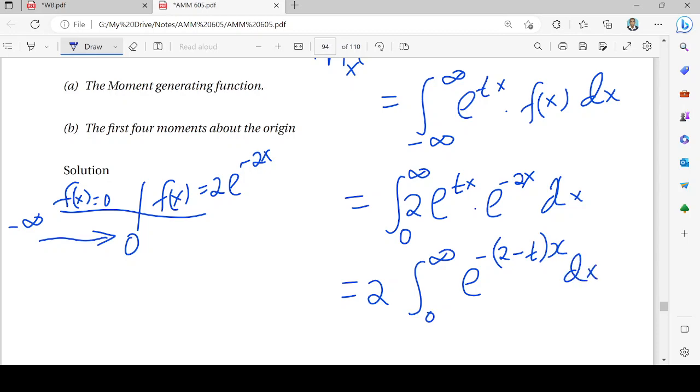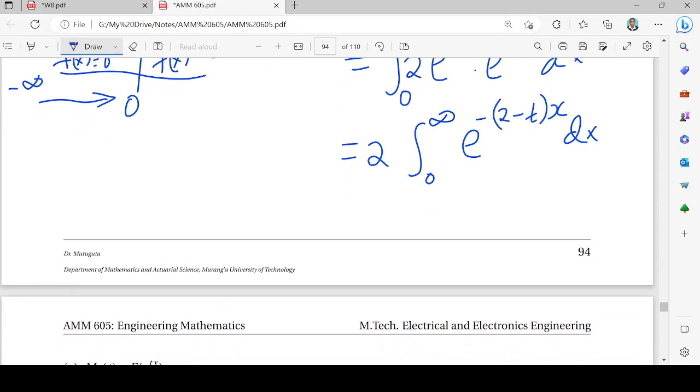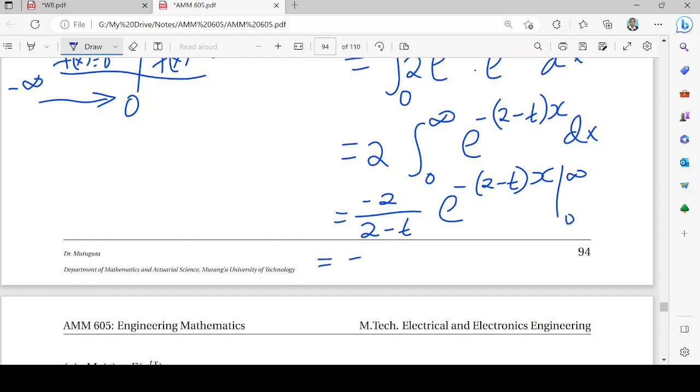And integration of this will give us, remember we are integrating with respect to x, so we are going to treat t as a constant during this integration process. So we get minus 2 over (2 minus t) times e raised to power negative (2 minus t) times x, and x increases from 0 to infinity. So when x goes to infinity, this becomes a very small number, so this approaches 0. And when x is equal to 0, if we put x as 0 here, we get e raised to power 0, which is 1.